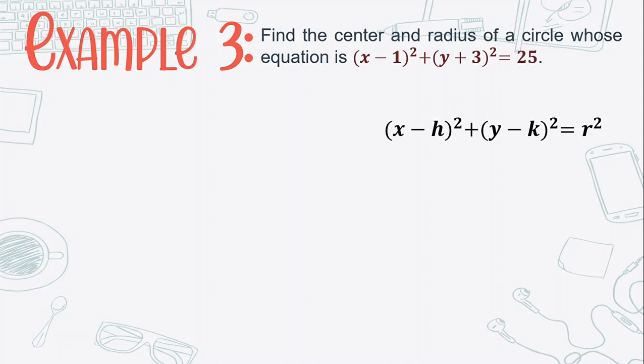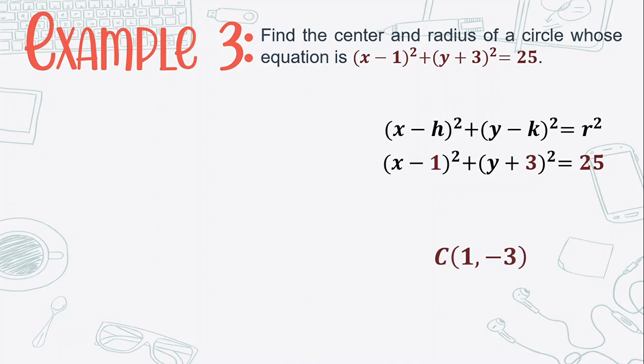Again, the center radius form is (x - h)^2 + (y - k)^2 = r^2. And from our given equation, we have h equal to 1 and k equal to negative 3. So our center is at (1, -3). Now, how did that become negative 3 if we have y plus 3? Again, our center radius form is y minus k. And y plus 3 must be equal to y minus negative 3. So our k, or the y coordinate of our center, is negative 3.